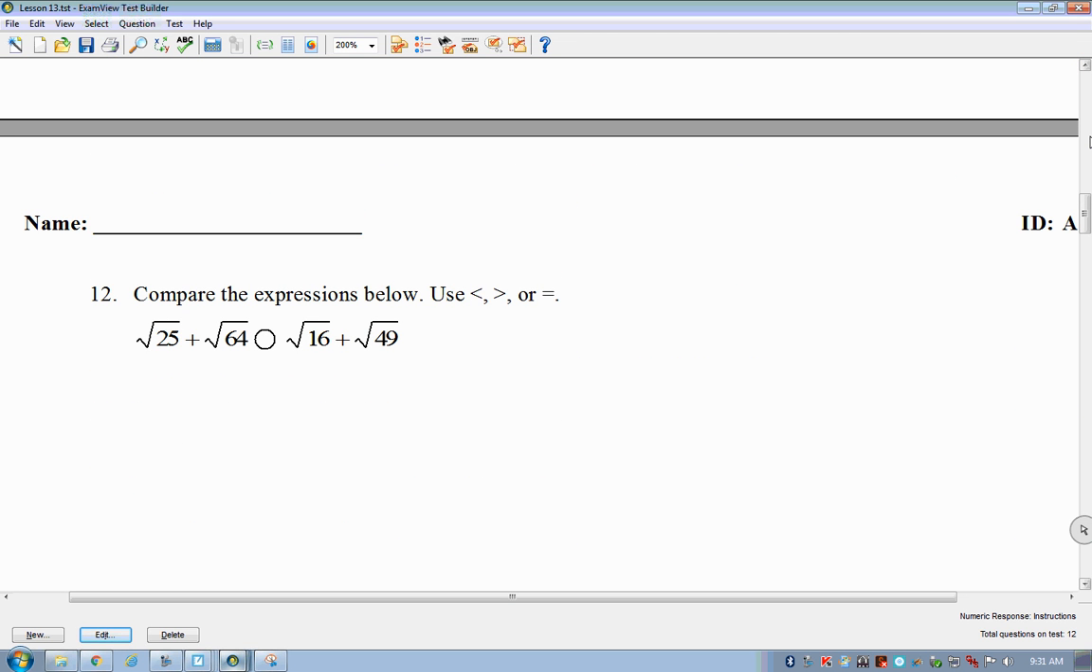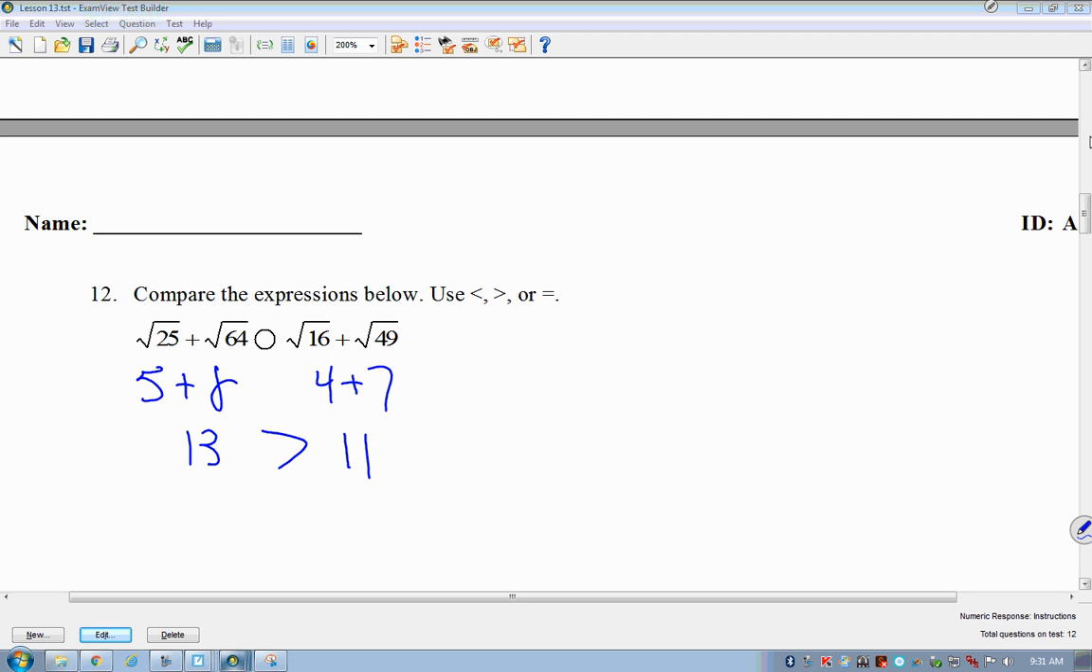Last question. We want to see which side is greater. What's the square root of 25? 5. What's the square root of 64? 8. What's 8 plus 5? 13. What's the square root of 16? 4. What's the square root of 49? What's 4 plus 7? 11. So which side is greater? We're going to have our little alligator eat the 13. That's it. We did them all. Do we feel pretty good about it?